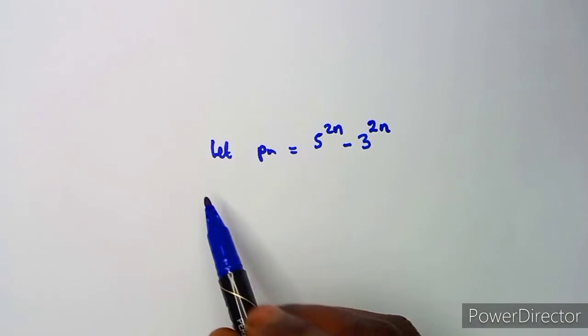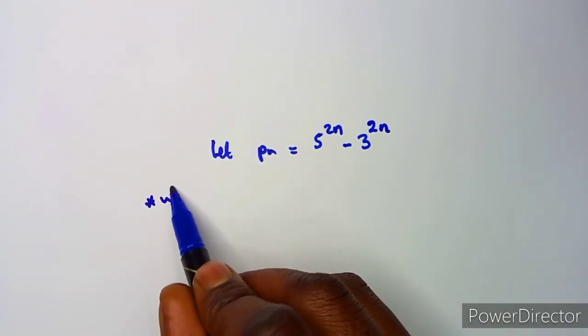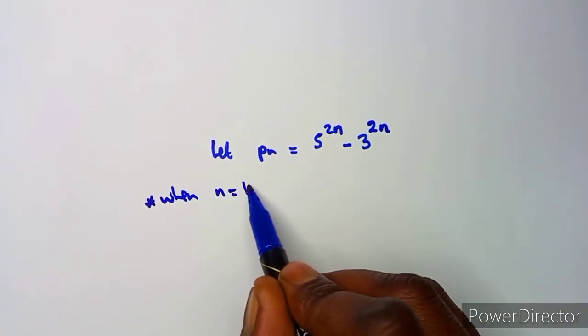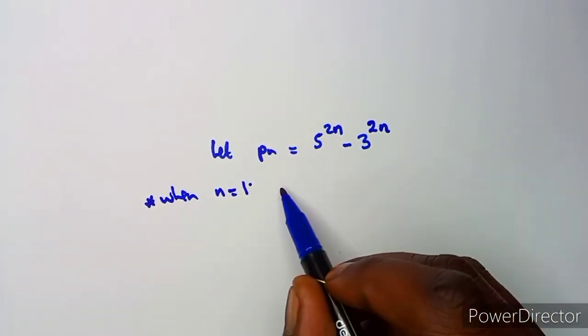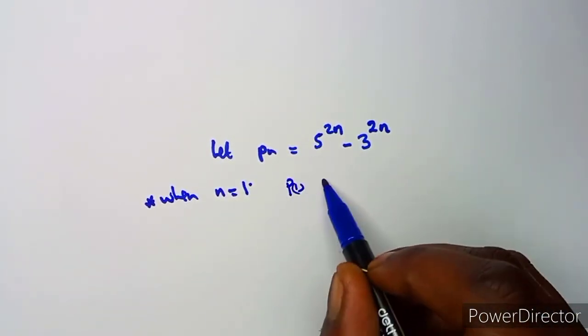All right, so the first thing, when n is equal to 1, that means P1 must be true. Okay, P1 must be true.